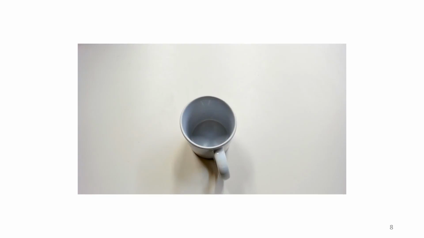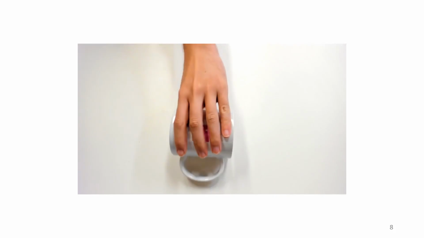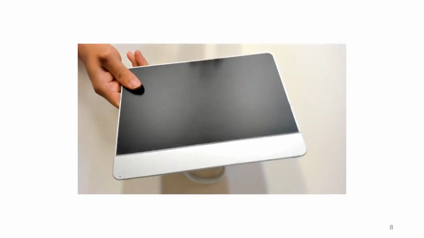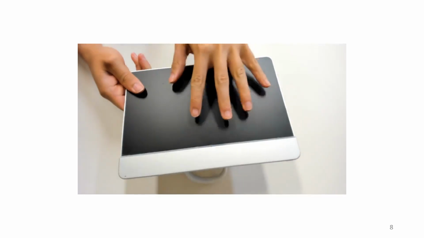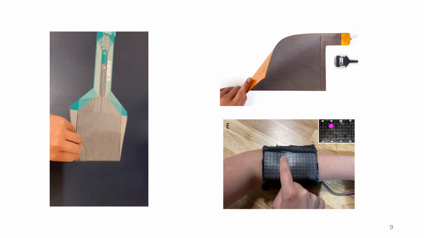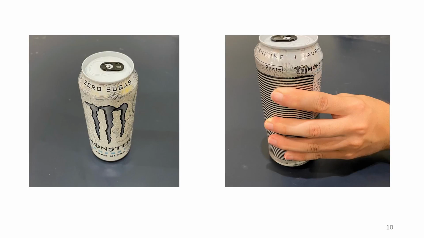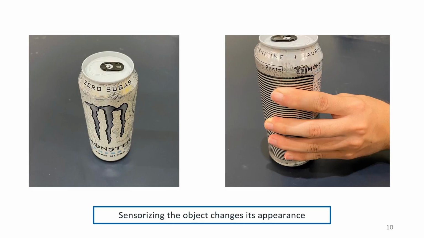However, this presents challenges. Imagine we want to capture pressure data as a person grasps a mug. Prior work used flat pressure sensors, which cannot conform to this shape. However, a variety of flexible pressure sensors are available, which can be wrapped around curved objects. For example, they can be wrapped around a can to measure pressure as it is grasped. However, since our methods use RGB images, we want the appearance of the object with sensors to be similar to the appearance of the real-world object. However, sensorizing the object changes its appearance, making it difficult to gather visually diverse data.